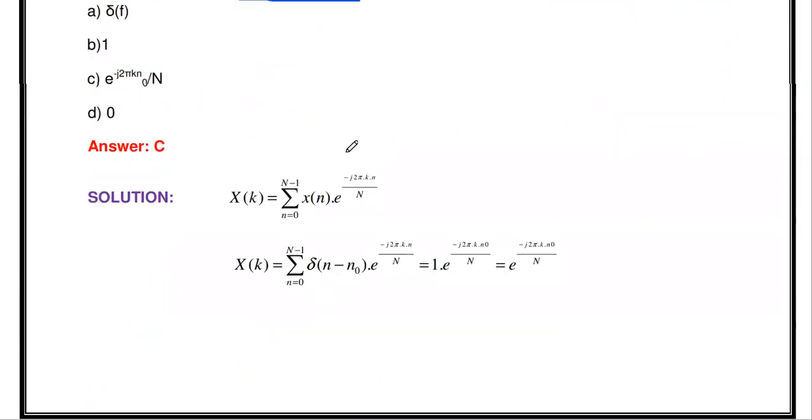Similarly, you find the X of k by writing the DFT formula. Then in that formula, instead of x of n, we substitute the given signal del of n minus n naught, and we have to substitute the value of del of n minus n naught.